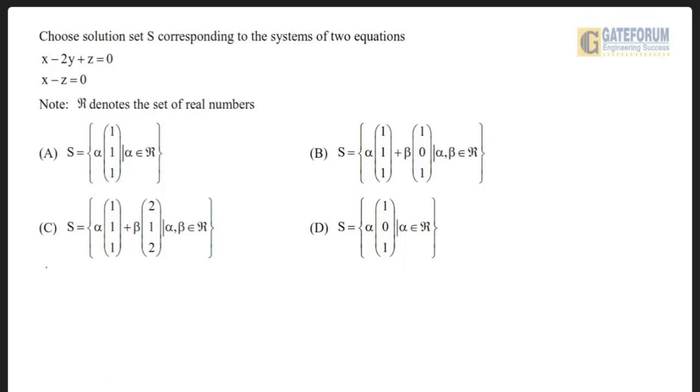Now the solution. Before going to find the solution, note that these are two equations with all three variables x, y, z on the left side and the right-hand side 0. Only two equations in three variables. This is a homogeneous system Ax equal to O. Definitely it will have infinitely many non-trivial or non-zero solutions.